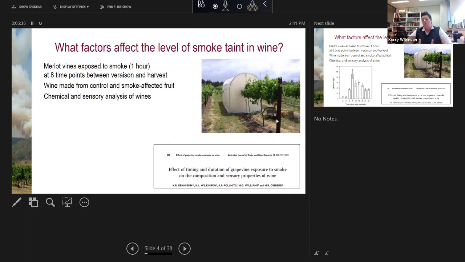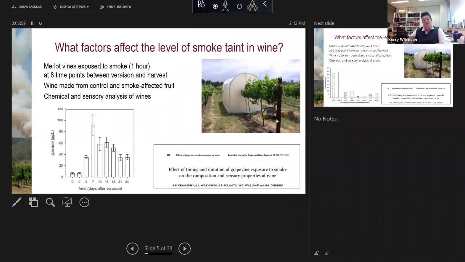And we also had one treatment where we actually applied the smoke to the grapevines at all 8 times, so 8 repeated smoke exposures. And again, we made wine from those grapes. We had control and smoke-affected fruit, and then applied chemical and sensory analysis to those wines.